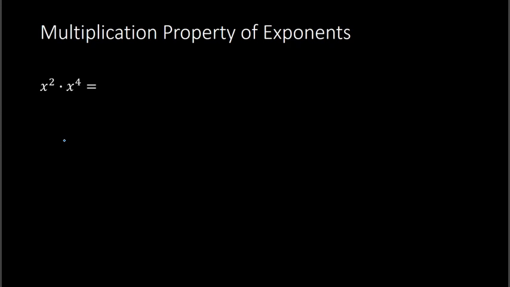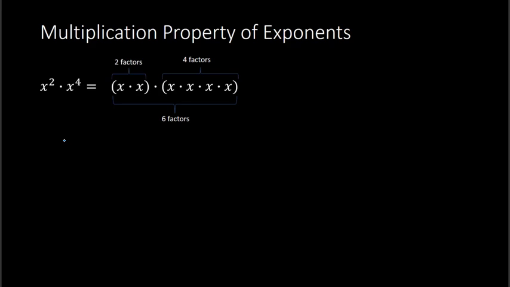X squared means we have 2 x's. X to the 4th power means we have 4 x's. So the x times x, here we have 2 factors, or 2 numbers multiplied together. X to the 4th power, we have 4 factors, or 4 numbers multiplied together. So altogether, we have 2 plus 4, or 6 factors being multiplied together. So I can write this as x to the 6th power. So notice we simply added the 2 plus 4 to get 6.